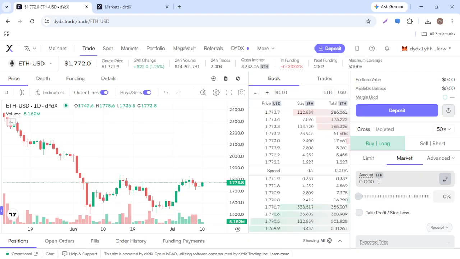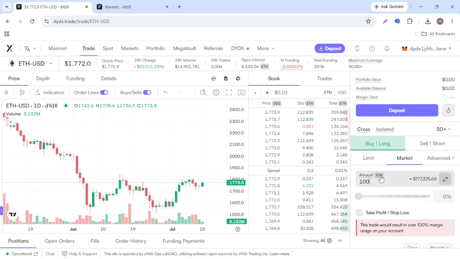You can either enter the amount in ETH or tap the change button to enter the amount in USD. Next, select the order type and the position size you want to trade. As you prepare your order, review the order summary shown in the trading panel.